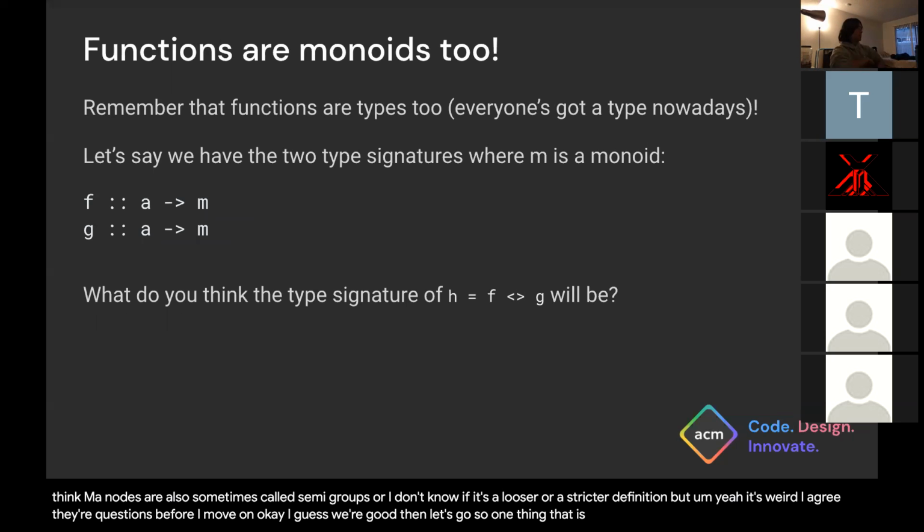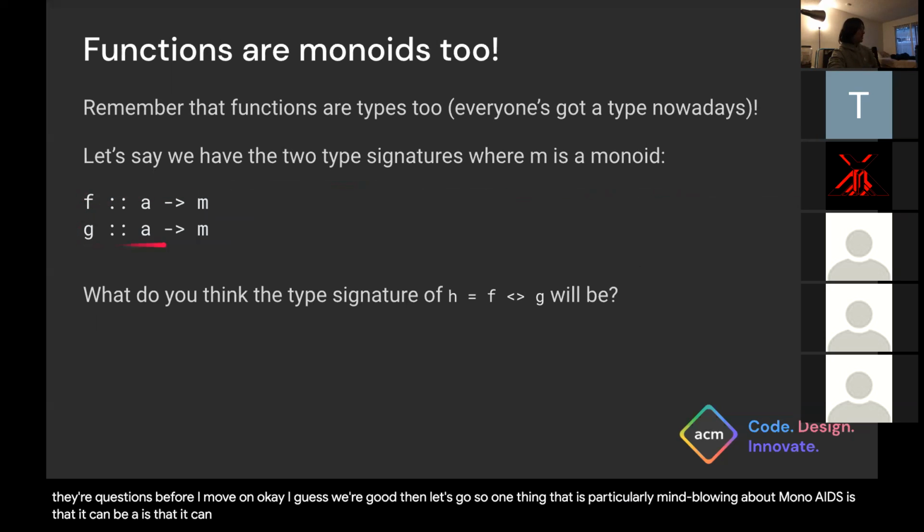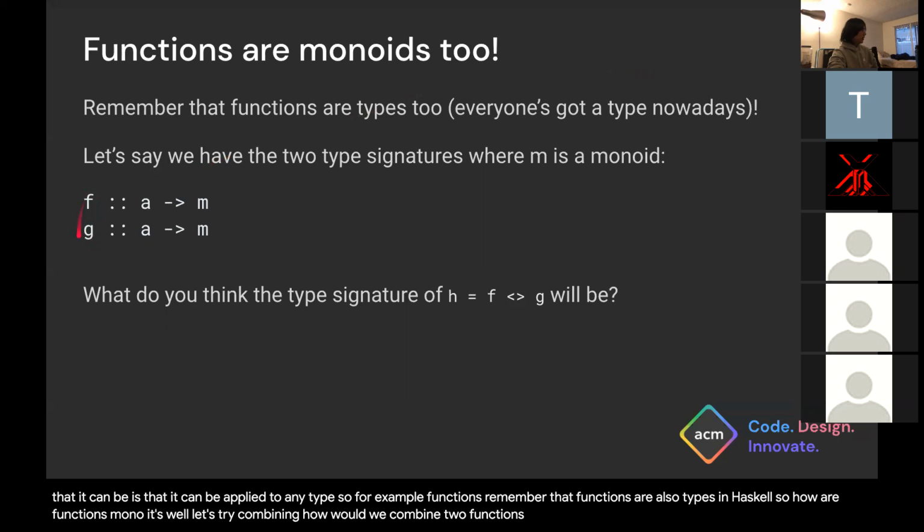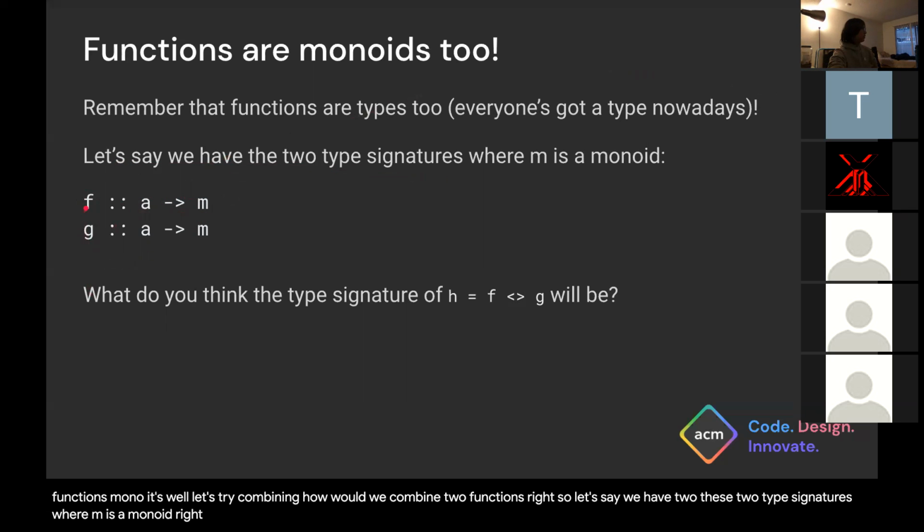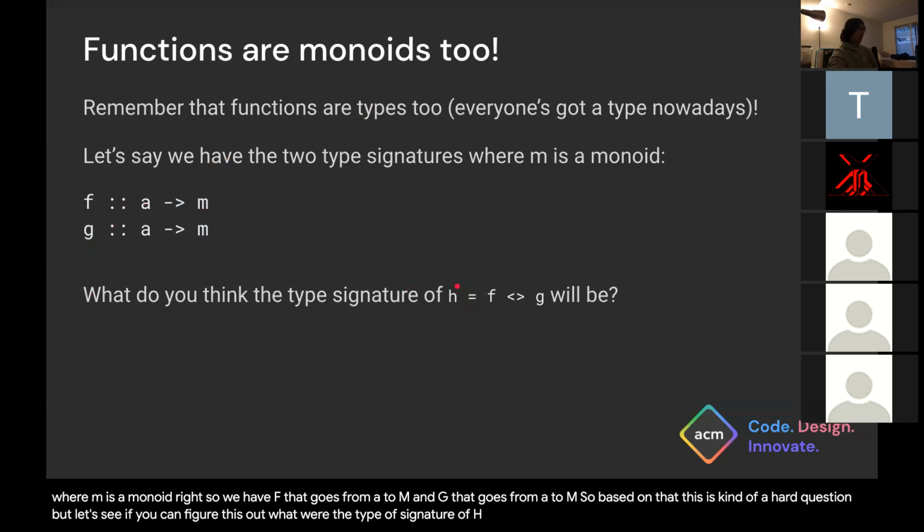So one thing that is particularly mind-blowing about monoids is that it can be applied to any type. So for example, functions. Remember that functions are also types in Haskell. So how are functions monoids? Well, let's try combining. How would we combine two functions, right? So let's say we have these two type signatures where M is a monoid, right? So we have F that goes from A to M and G that goes from A to M. So based on that, this is kind of a hard question, but let's see if you can figure this out. What would the type signature of H look like if you tried combining these two functions?